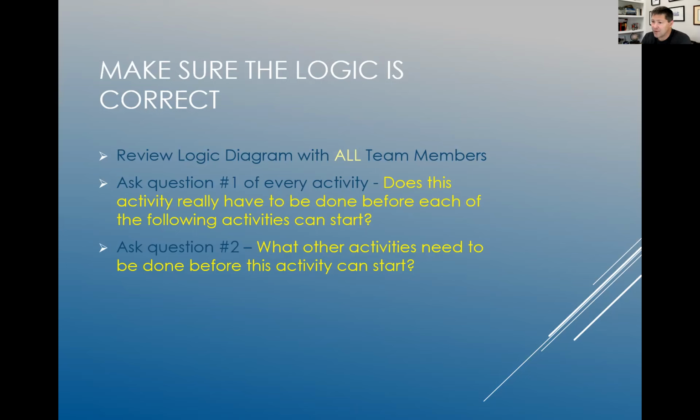You're going to ask the question. Ask question number one of every activity. Does this activity really have to be done before each of the following activities can start? Number two, what other activities need to be done before this activity can start? That's why we say post-it notes, because they can get moved. If you've got some task in the wrong spot, you can move it quickly. Whereas a rubber stamp, you kind of need to erase it somehow.